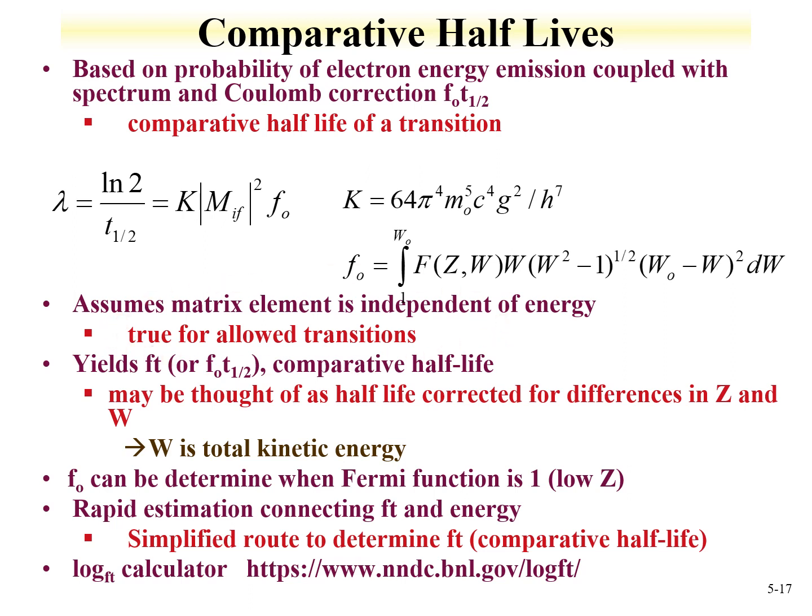So we can look at this FT, or f naught t 1/2. It's a comparative half-life, and this could be thought of as a half-life corrected for differences in Z, which accounts for a Coulomb behavior, and W, which is the total kinetic energy. There's a rapid way for estimating FT and energy. We will go over some equations that can be used to determine the log FT for beta minus decay, positron decay, and electron capture. Additionally, there is a website, where the URL is shown here, from Brookhaven National Laboratory for inputting data and evaluating the log FT values for the different beta decays.